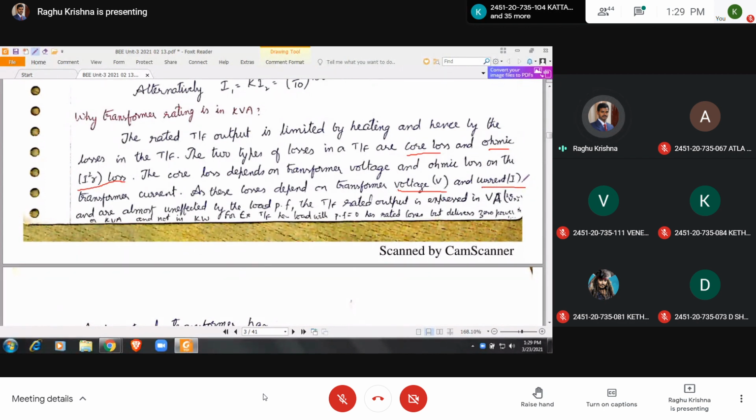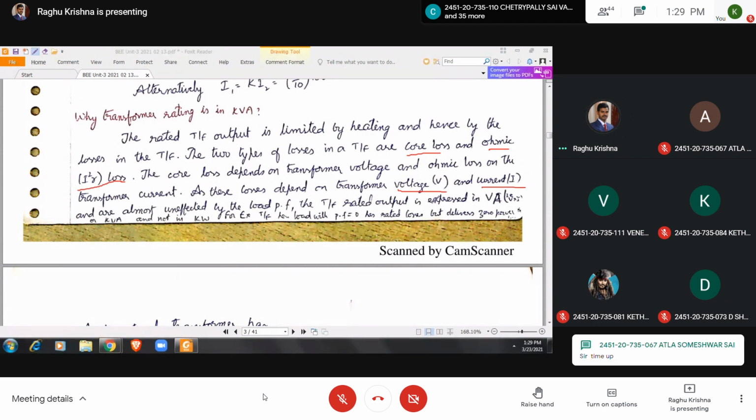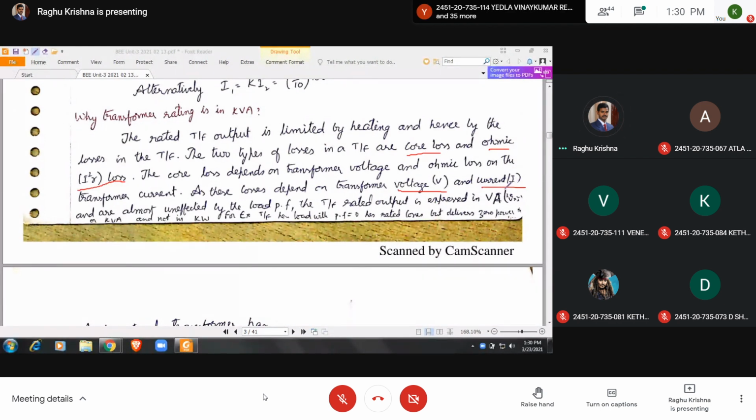So the losses are not depending upon the power factor. The losses are depending on only the voltage and the current. Core losses depend upon the voltage, and ohmic losses or copper losses depend upon the current. The losses are independent of the power factor. That's why, as the losses depend upon the voltage and current, the transformer is rated in VA or kVA and not in kilowatt.